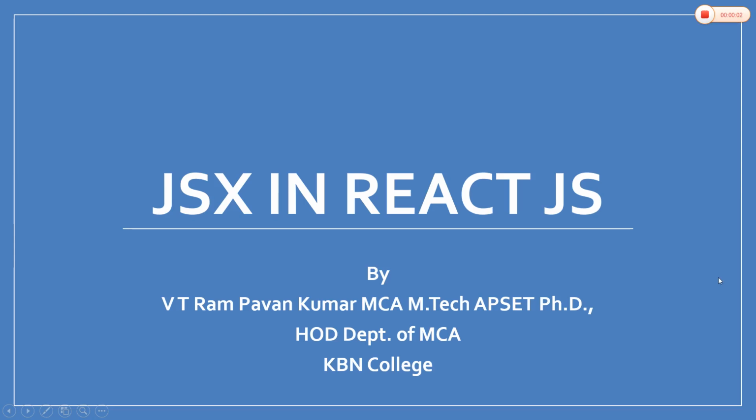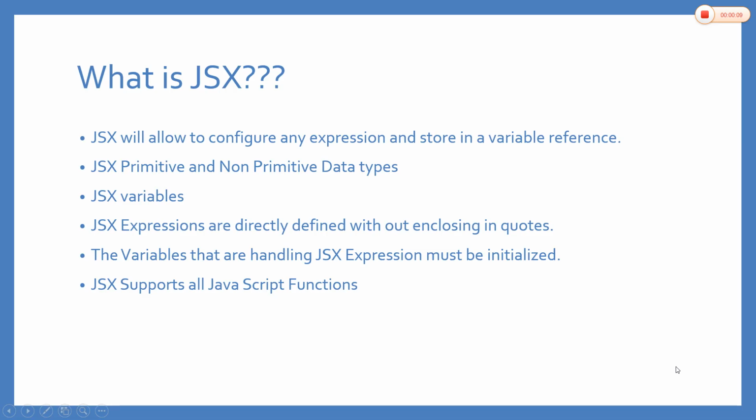Good morning, students. In this session, we are going to learn about what is JSX and how JSX is used in React.js, so JavaScript extension or XML. JSX will allow to configure any expression and store in a variable reference. So generally, JSX is a statistically typed object-oriented programming language. So it compiles to standalone JavaScript and use all the features of JavaScript.